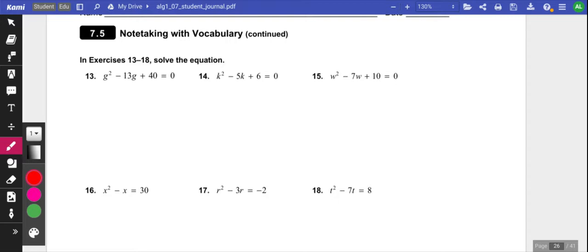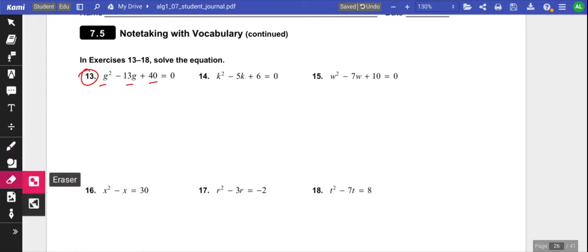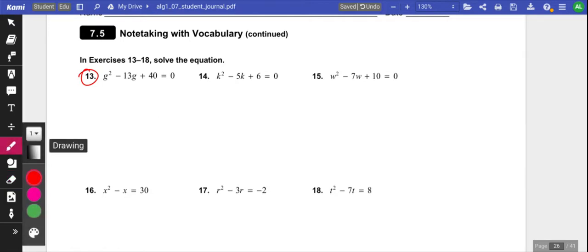So let's look at number 13. We've got this equation, and this is something I saw a lot of people doing. You're not just taking each one of these terms and solving it. You've got to go through and factor to solve these different polynomial equations. We've got to break this down into our two little binomials, g plus something, g minus something, whatever it is going to be for this problem in particular.